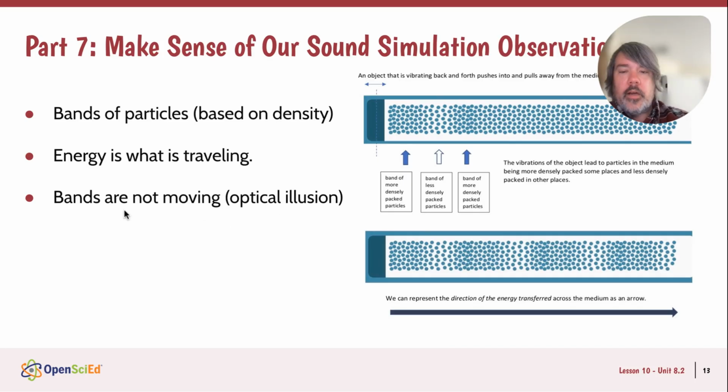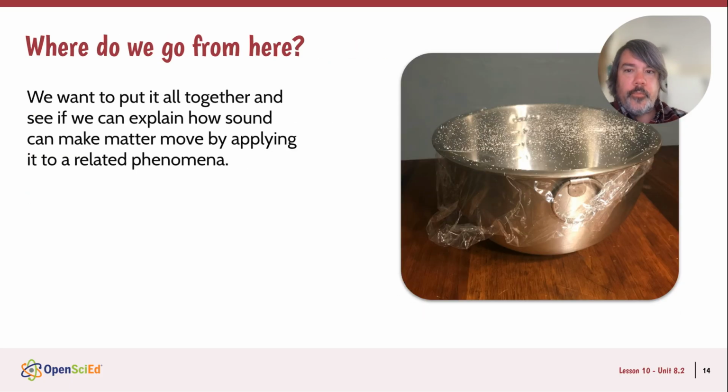And one thing that is super important is out of this conversation, we want to make sure that students are understanding that energy is the thing that's transferring, right? The particles are actually staying sort of where they are. They're moving back and forth, but they're not going all the way across, right? It's more the energy that is the thing that's actually transferring. And those bands are not really actually moving. It's like an optical illusion. So a couple of things you may want to call out during that scientist circle with your students.